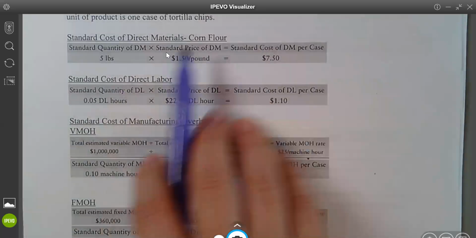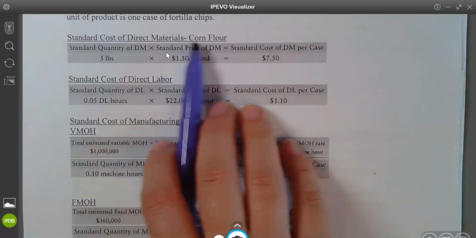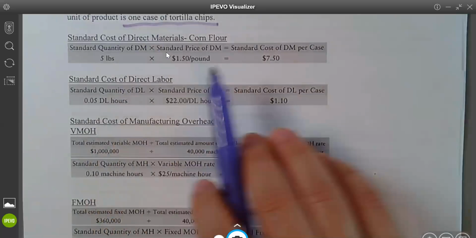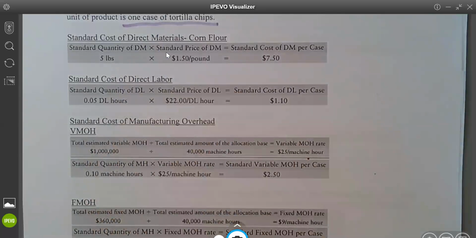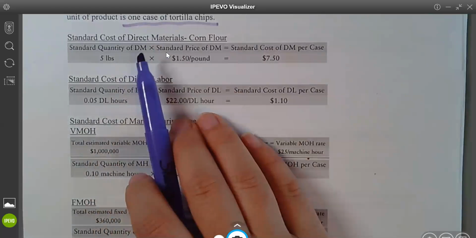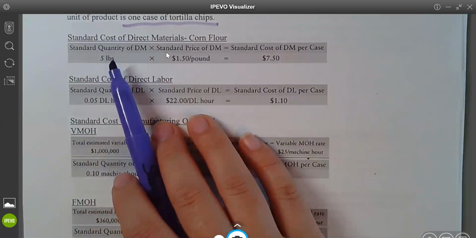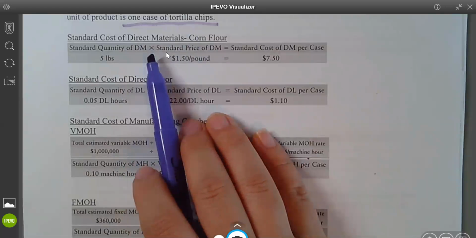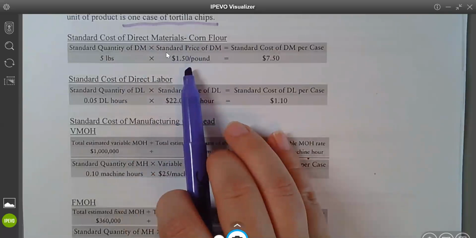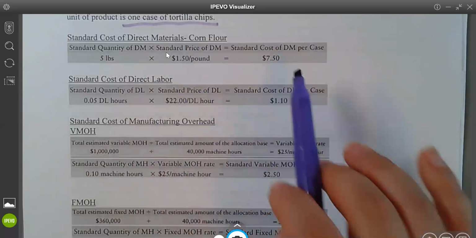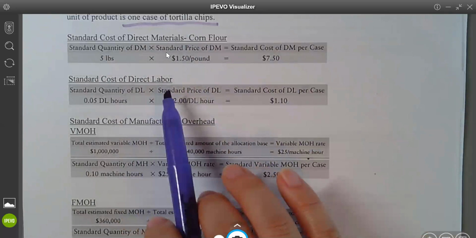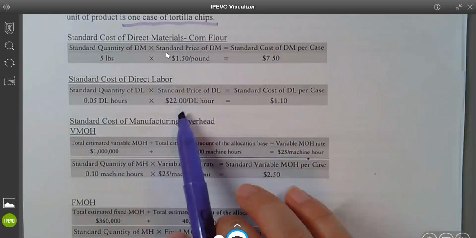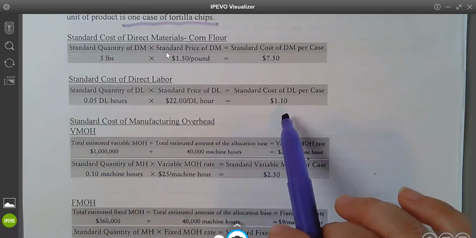So we go through this for the standard cost of direct material, to make one case of chips. Based on the standard, everything works well. So the standard material is 5 pounds of corn flour for one case, and each pound costs $1.5. So you get $7.5 for one case of direct material. For direct labor, to make one case you need 0.05 hour, and for 1 hour you pay $22. So the standard is $1.1.